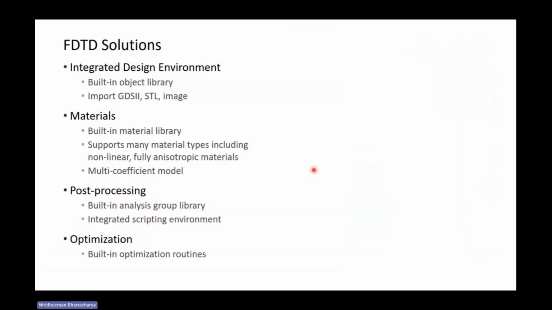So starting with the FDTD solutions, what does it offer? It basically is an integrated design environment which offers the built-in object library. In the library, there are already many built-in objects which we can modify, but those modifications cannot be done manually as those objects are built through a scripting language. So we have to alter the scripts and see how those parameters function with the devices, and then we could alter those. We can also import the GDS files, the image, or the STL.